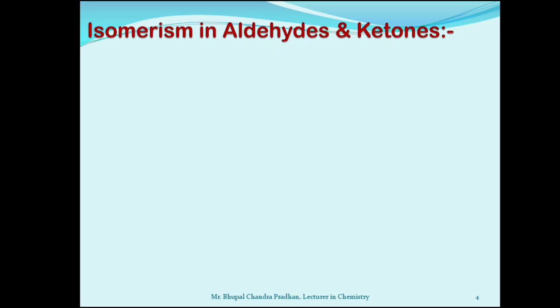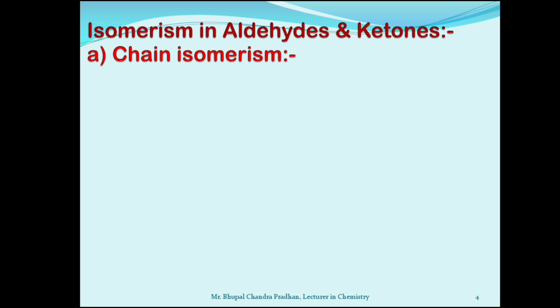Now let us move on to isomerism in aldehydes and ketones. Before going to isomerism, we must know what we mean by isomerism. Isomerism is a phenomenon by which the same molecular formula can represent two or more compounds which differ in their physical and chemical properties. Next, chain isomerism.